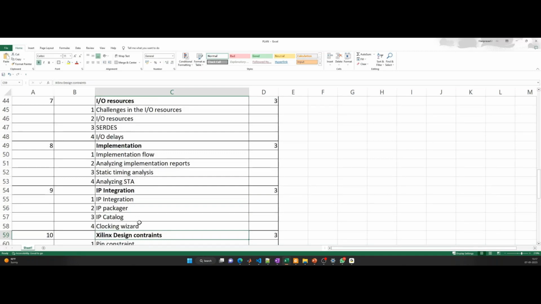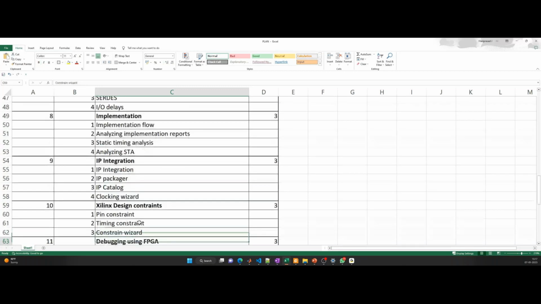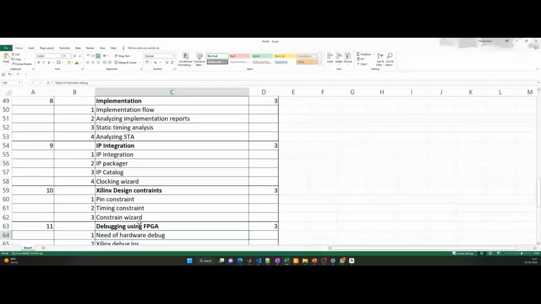Then design constraints. I was mentioning that in placement and routing, we have to control by giving some inputs to the FPGA, like how to place and route. Everything has to be controlled using some input. That will be controlled via Xilinx Design Constraints. That is with respect to Xilinx FPGA.